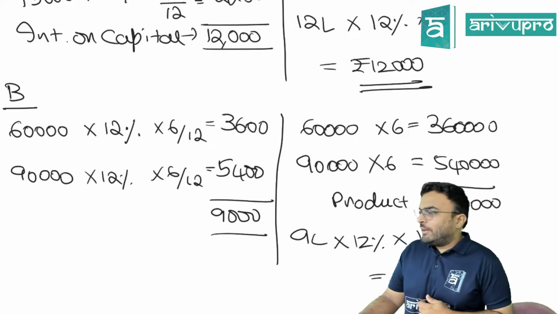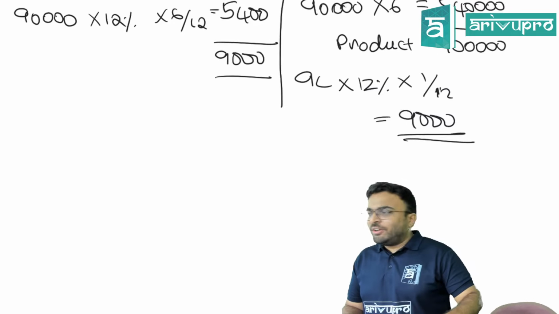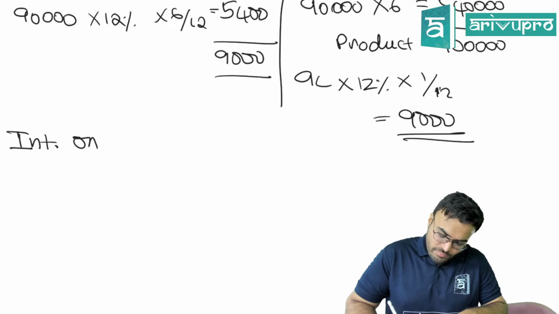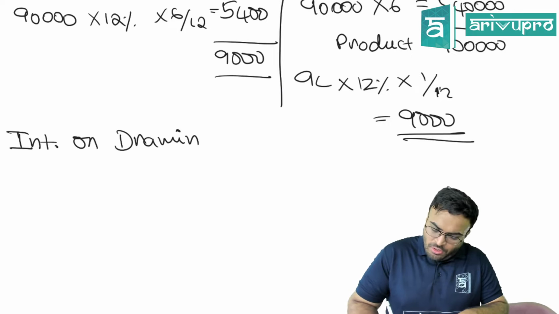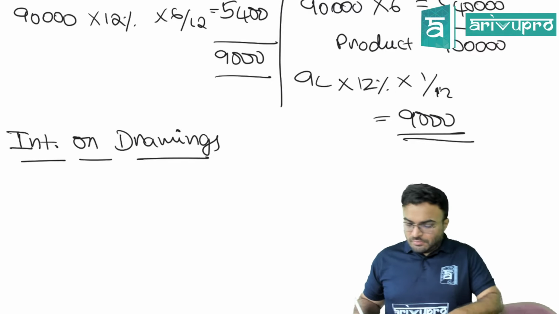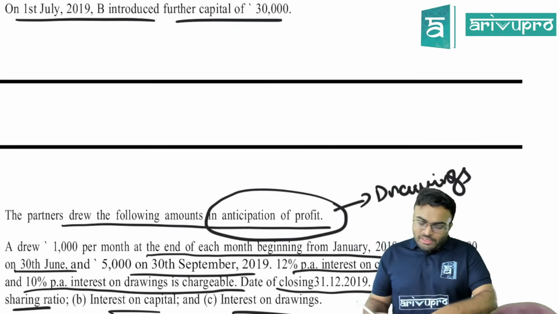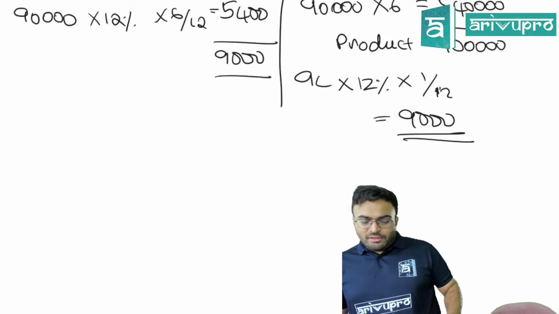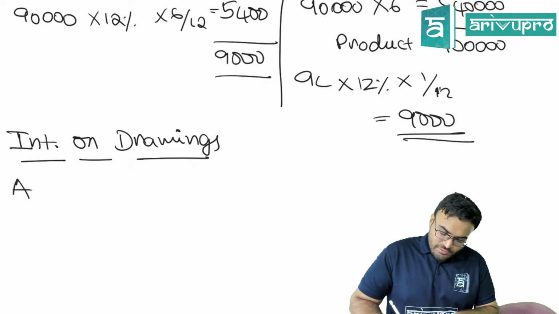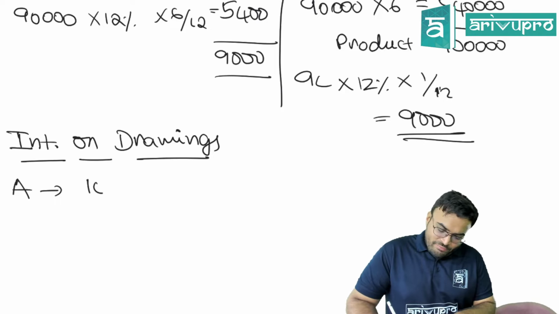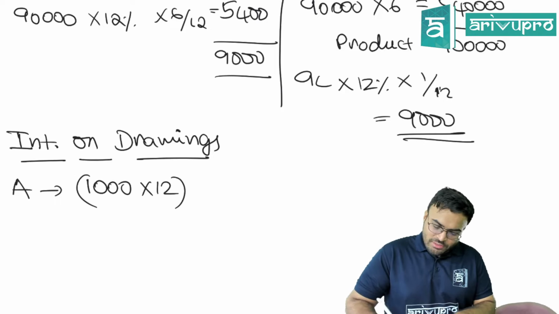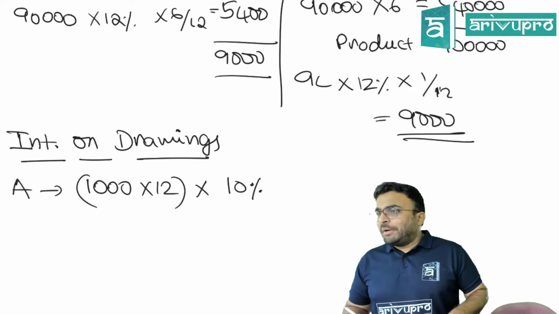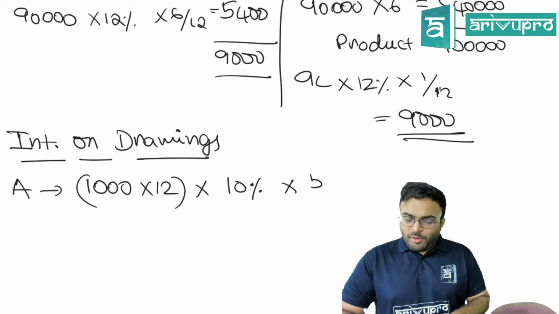Yes. Can we go further? Is it done with this question? No. Why? They have also asked you interest on drawings. Now what did they tell about drawings? A drew 1,000 per month at the end of each month beginning from January. So for A, is it easy to calculate? 1,000 per month. So 1,000 into 12 months into the rate of interest, 10%. For interest on drawings it is 10% into 5.5 divided by 12.